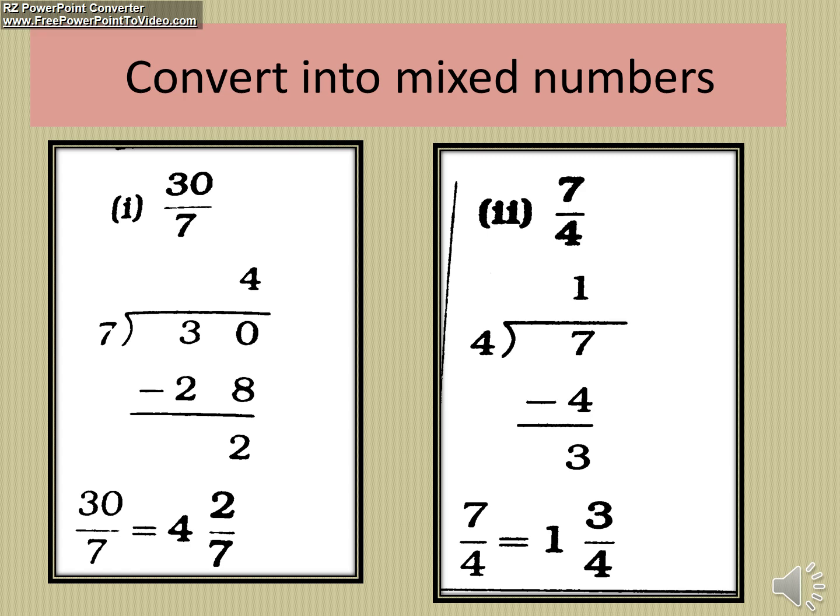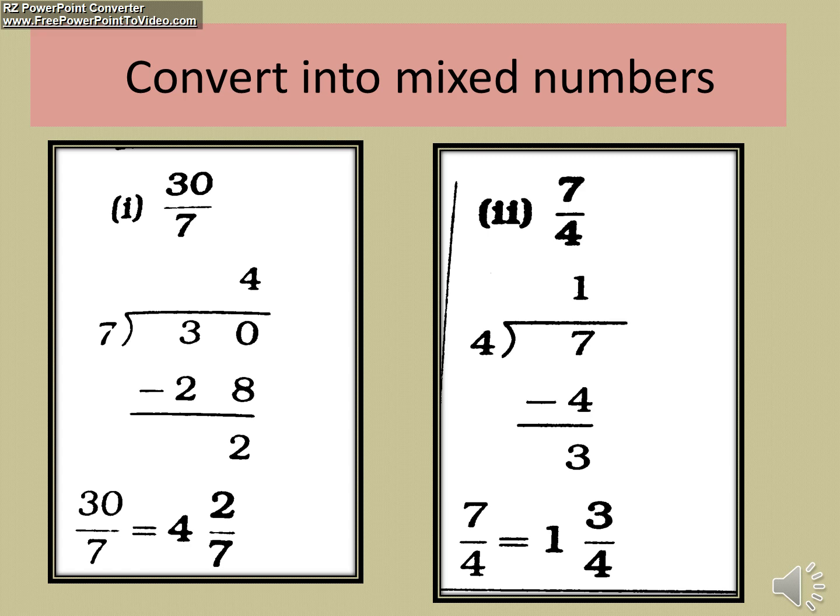Now students, the first sum, 30 upon 7. 30 upon 7 means what? 30 divided by 7. Okay, 7 ones are 7, 7 twos are 14, 7 threes are 21 and 7 fours are 28. So 30 minus 28 will remain, 2 will remain, yes or no? And in the quotient there will be 4 because 7 fours are 28. The quotient will become 4.